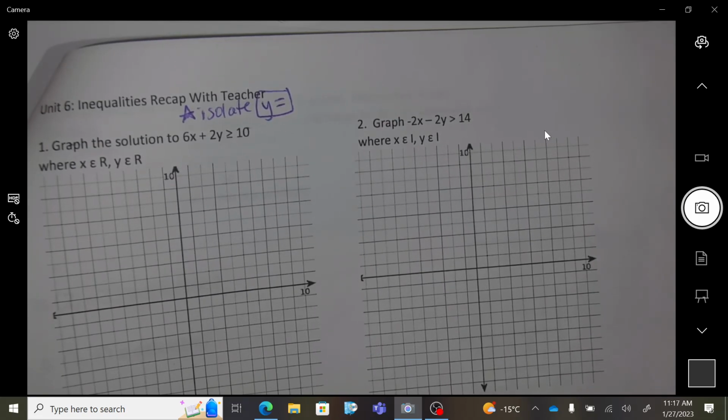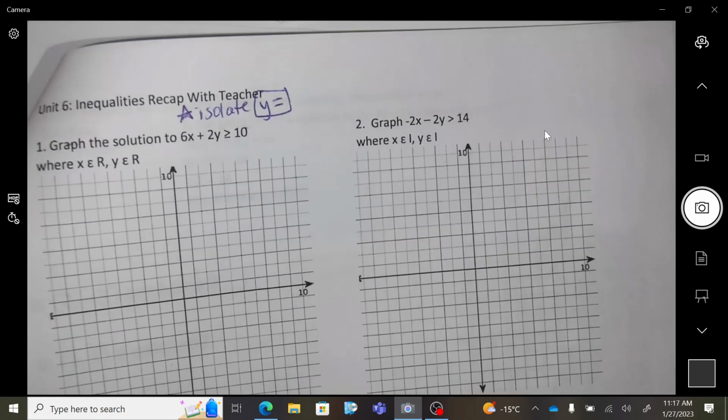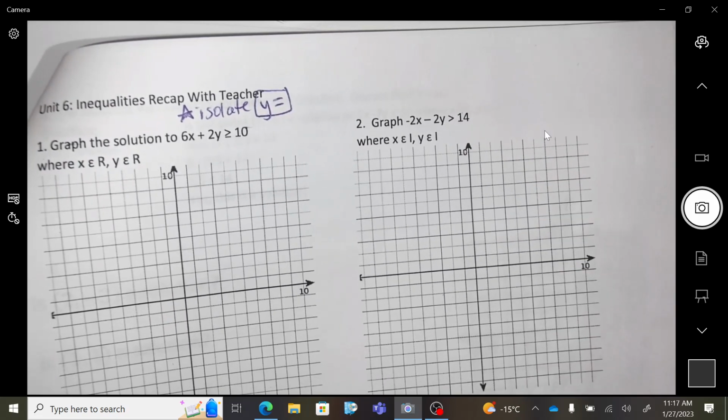Can you make it brighter, or just have to brighten it? I can try, yeah. Is that a little better? Yeah, there. Oh yeah, much better.